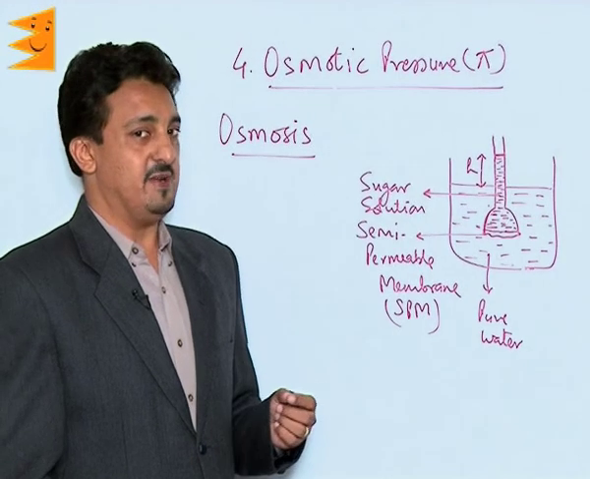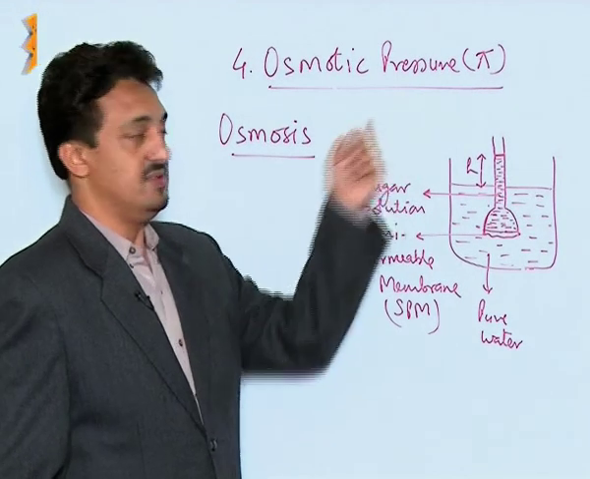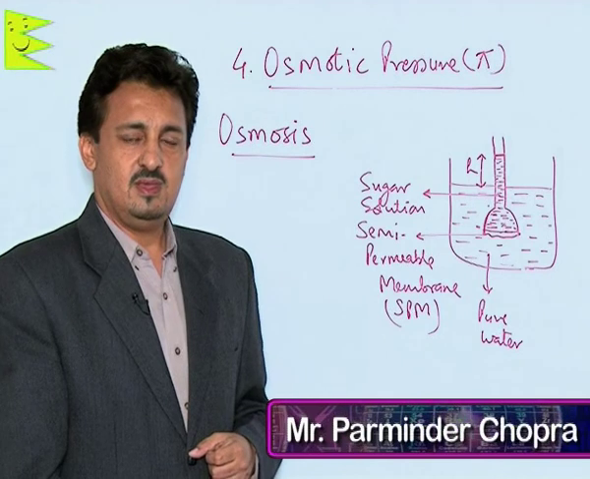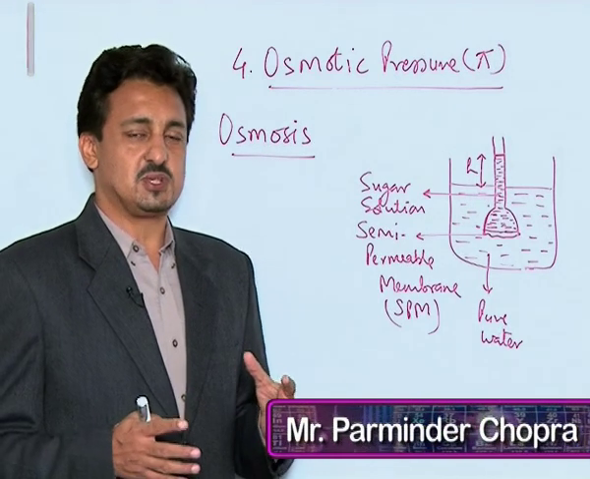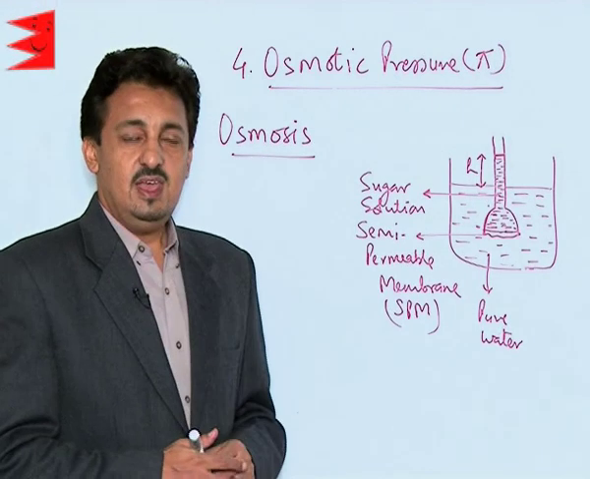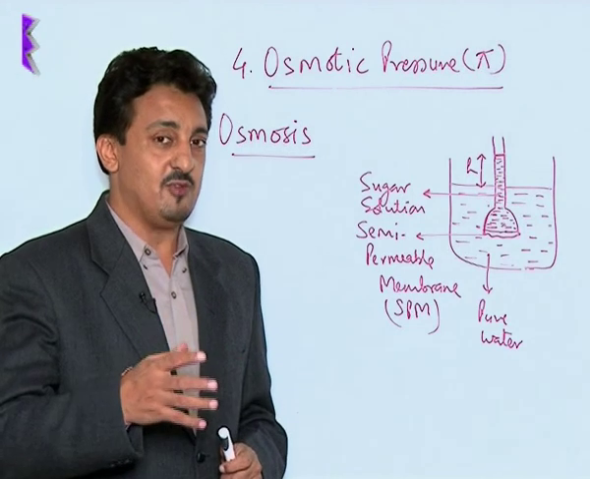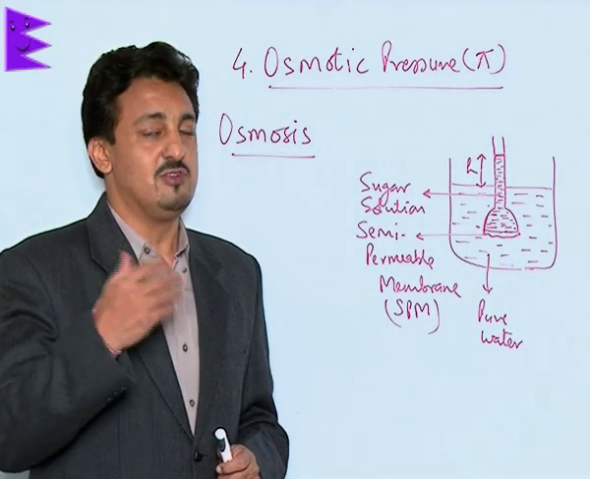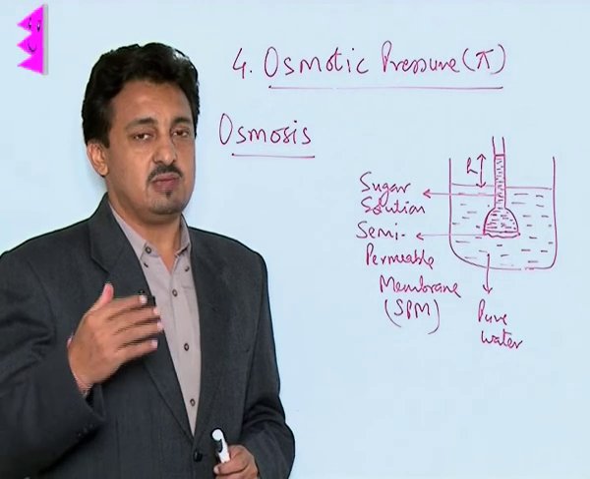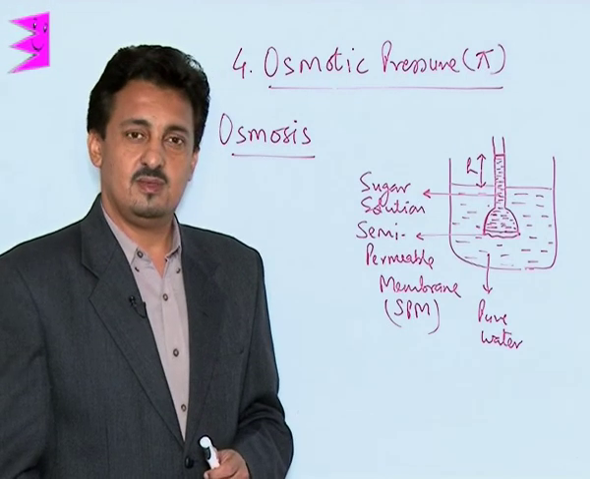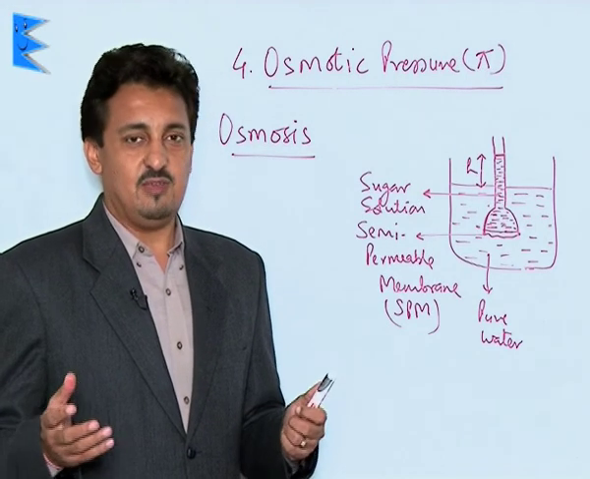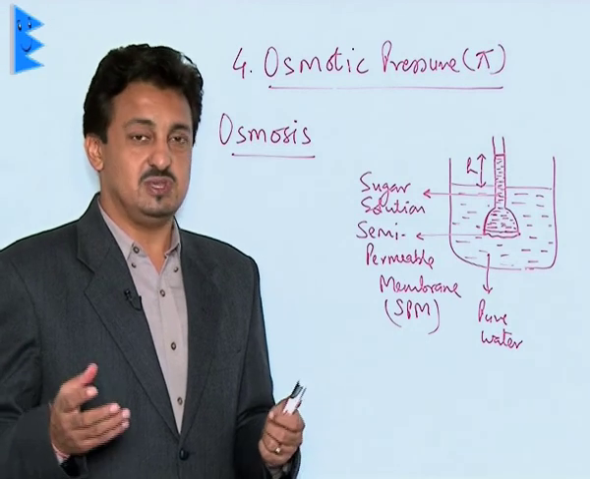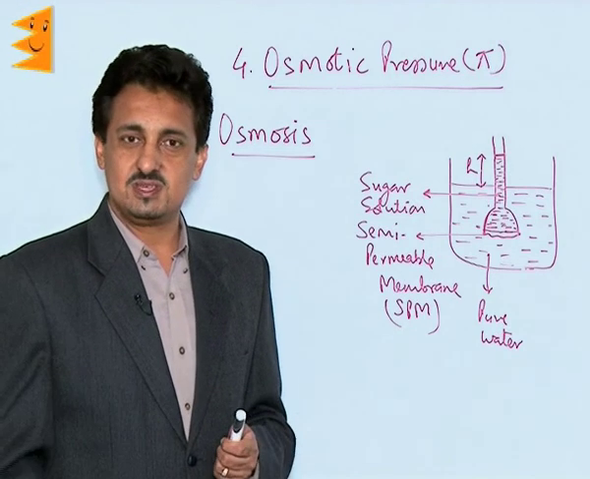The fourth colligative property is osmotic pressure, symbol pi. We all know the process called osmosis. It is the movement of the solvent molecules from their region of higher concentration towards lower concentration across a semi-permeable membrane. All bio students are very familiar with this very famous process, which is the basis of the biological system, or of living beings.